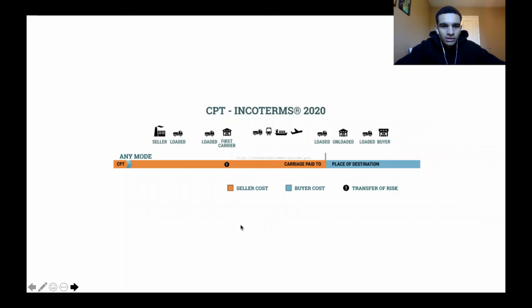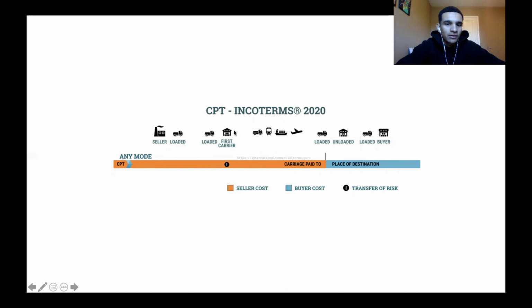This is a visual of the CPT process. As you can see here, the seller is responsible for carriage up to the destination. This place of destination, as I said, could be China or wherever you're exporting to. So the seller is responsible for freight charges and shipping charges up to the destination. And as you can see from this little exclamation mark here, once the goods are delivered to the first carrier, the risk is transferred to the buyer.